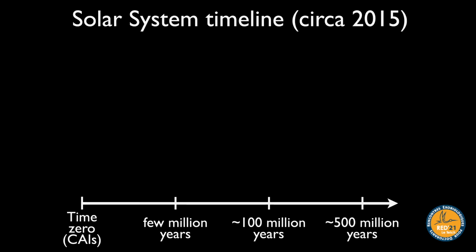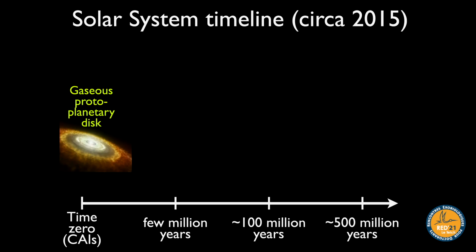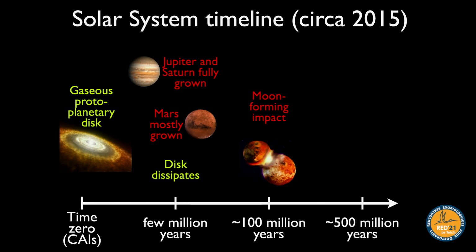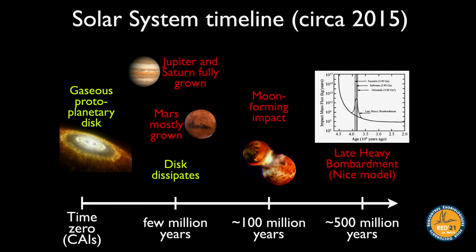And so the solar system timeline from back in the day went like this, right? There was a gaseous protoplanetary disk for a few million years after CAIs. The disk went away after a few million years, like I said. Jupiter and Saturn had already formed within that time. Mars was actually mostly formed within that time. Earth, however, had at least one big impact later, maybe 100 million years later, and then this big instability happened after that. So that was the solar system timeline from 5 or 6 years ago.